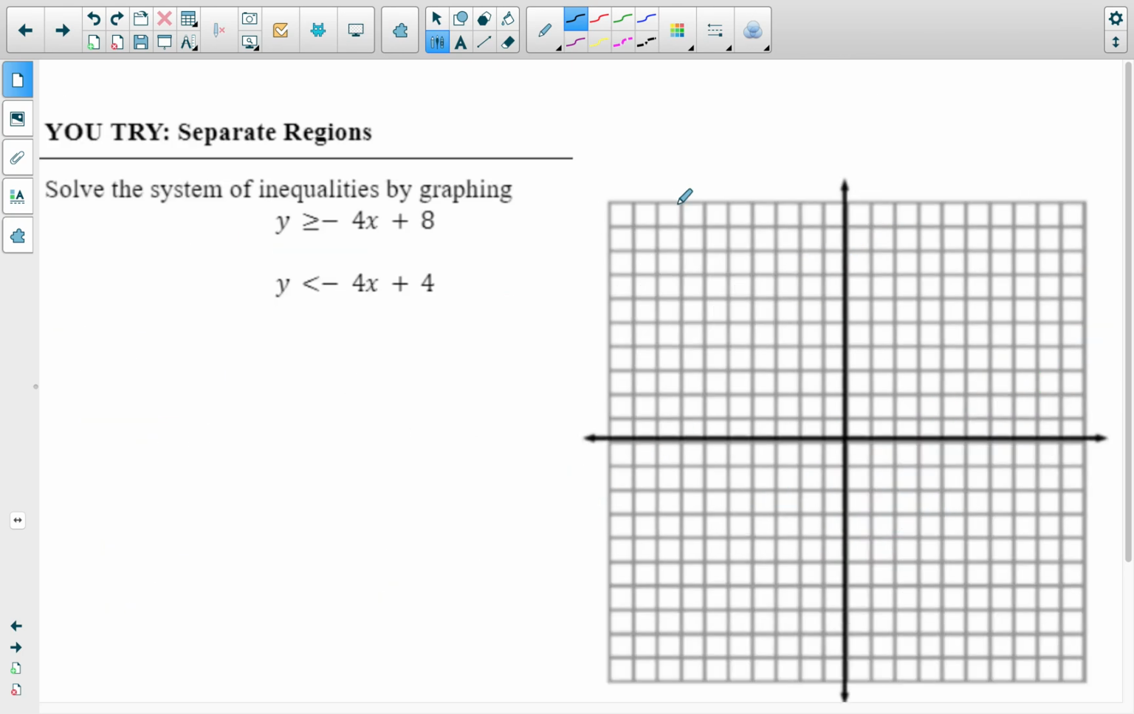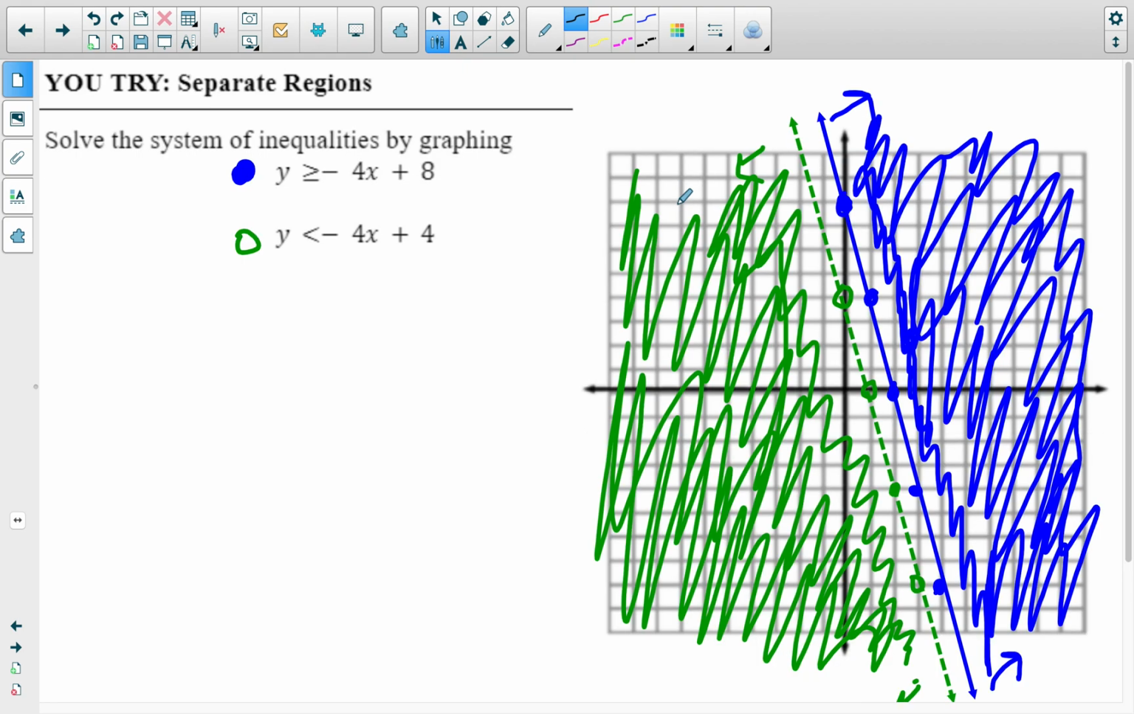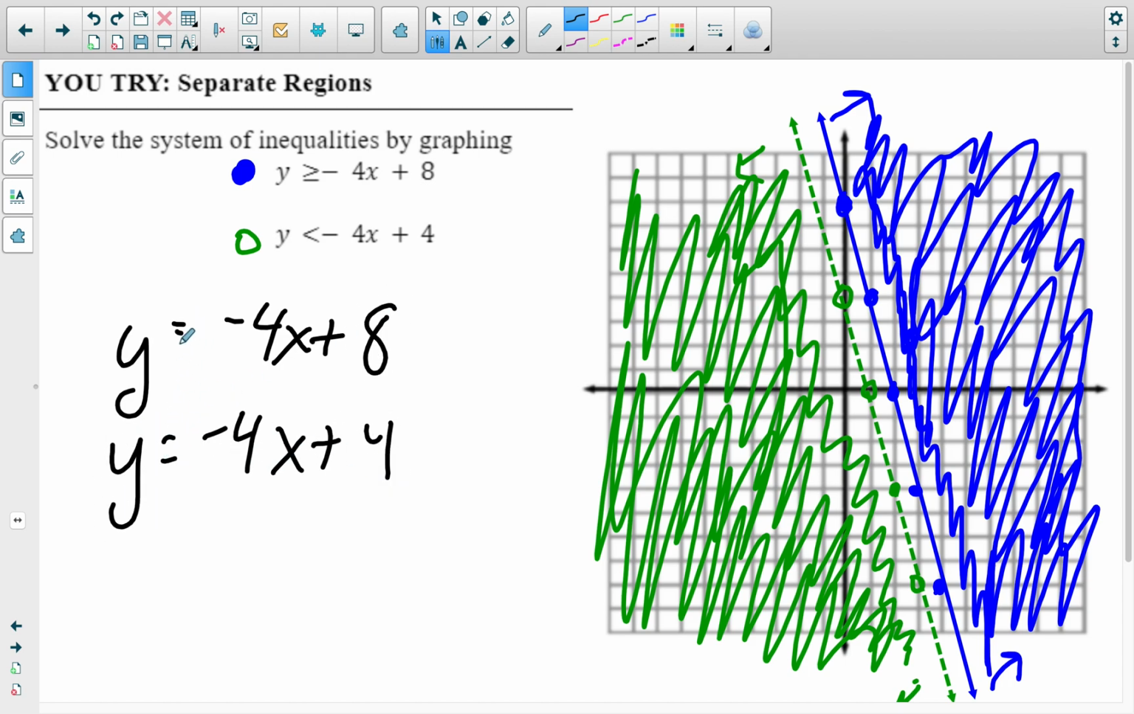Pause the video, give this one a try. All right, it should look something like this. So again, we see there's no overlap in the solution set, which means that if we were looking at the system of equations, y equals negative 4x plus 8 and y equals negative 4x plus 4, this system of equations would have no solution. But the inequalities would just have separate regions. So the no solution idea with lines, with equations, is represented by this separate region concept.